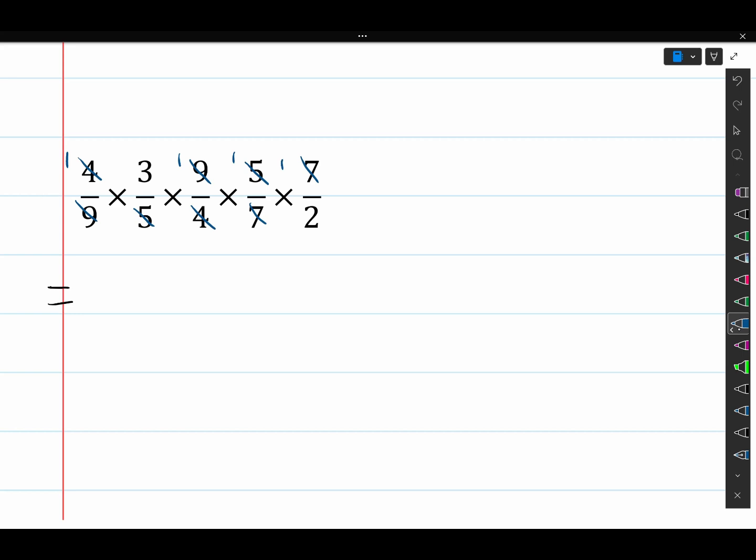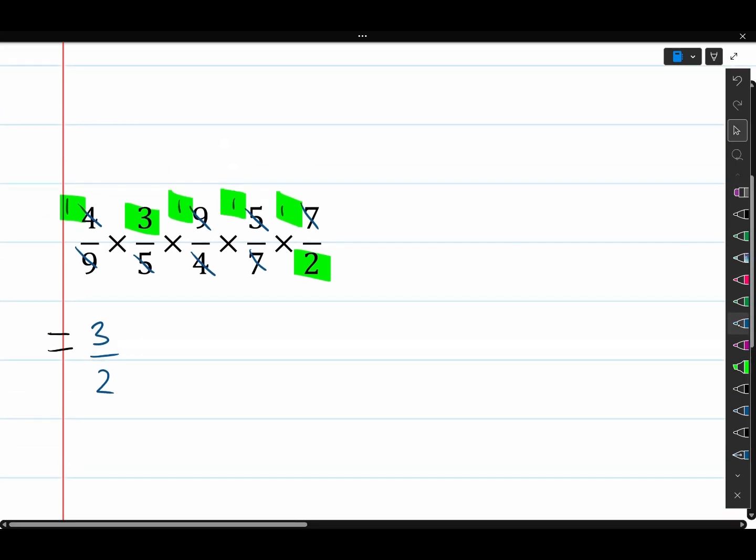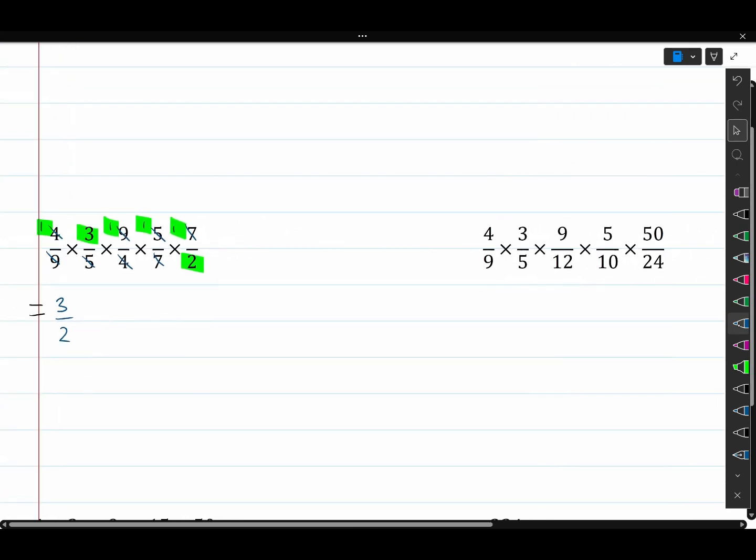So really I'm working with 1 times, let's see here, 1 times 3 times 1 times 1 times 1 over 1 times 1 times 1 times 1 times 2. Nice and easy. So that is just 3 over 2. Fantastic. I cannot break this apart. I cannot reduce this anymore because both of these are prime numbers. Now, if that's the case, great.